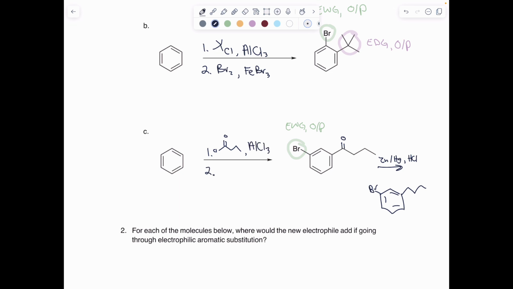And then step 2 is adding our bromine, which again is just Br2 and FeBr3. Okay, and then step 3, as we mentioned before, once you've added your bromine, we get rid of the carbonyl carbon, and we do that using zinc, mercury, and HCl.